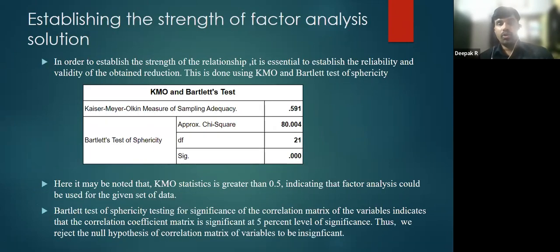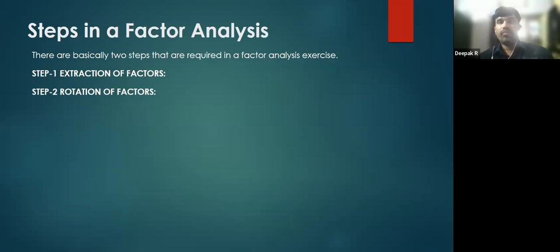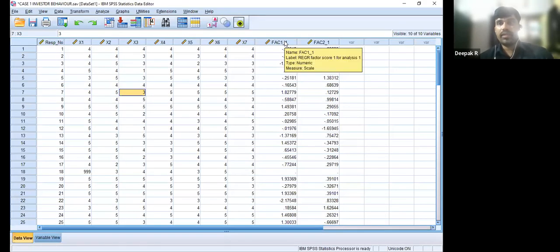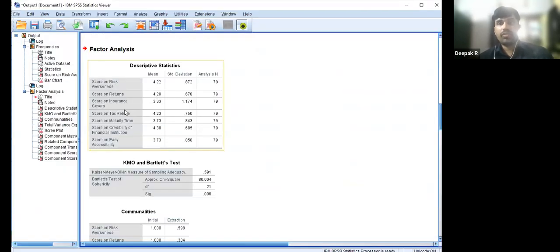Once we have looked at it, we follow certain important steps in the factor analysis, and there are basically two steps. One is the extraction of factors. That means if you have got these results when you ran the factor analysis, you were able to understand that you have got two factors. The factor analysis is able to say that all these 7 questions can be reduced into 2 factors, and these factors are nothing but variates, which are linear combinations of the variables.